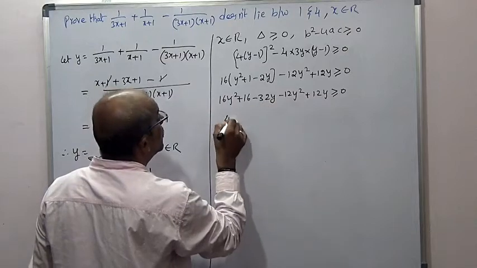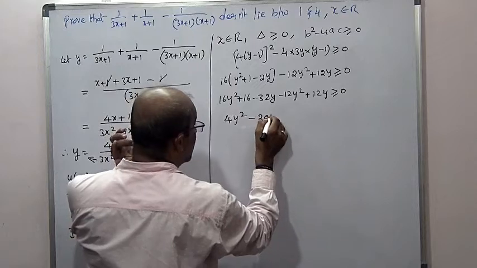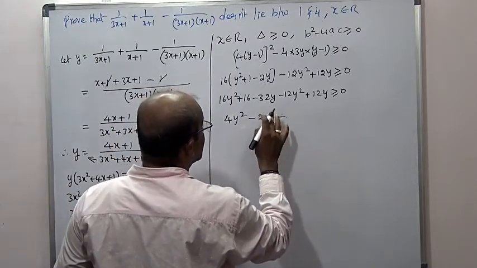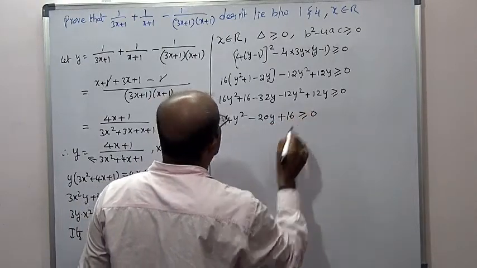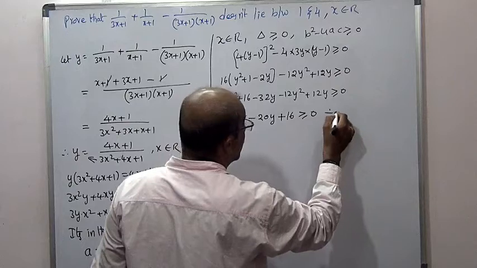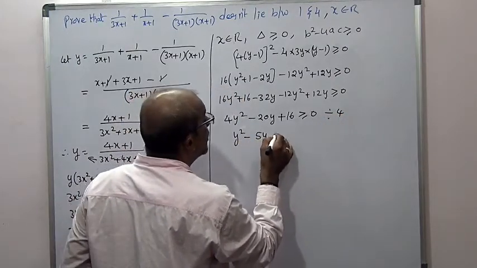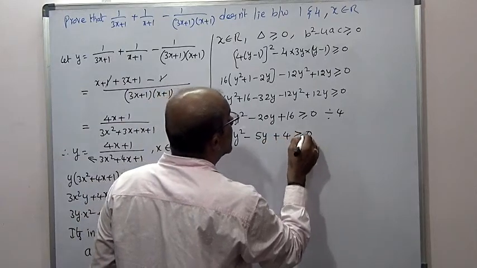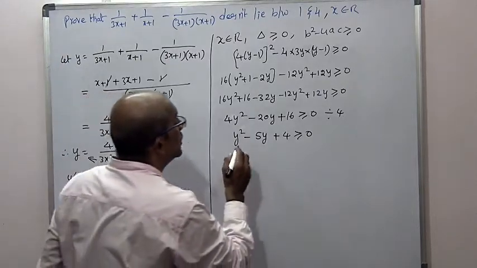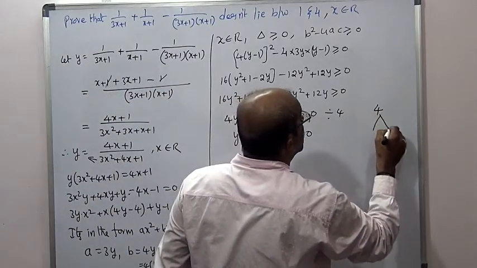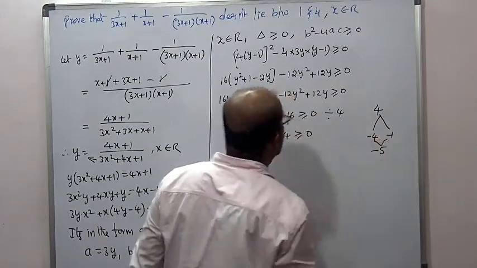16 minus 12 is 4y², minus 32 plus 12 is minus 20y, plus 16, greater than or equal to 0. Divide all by 4: y² − 5y + 4 ≥ 0. Now the factors are of 4, and the middle term is −5, so −4 and −1.